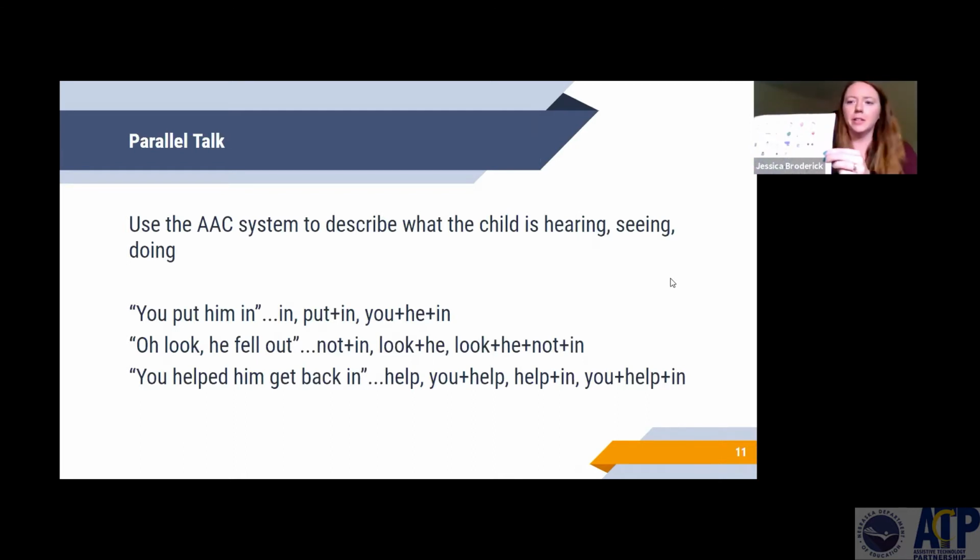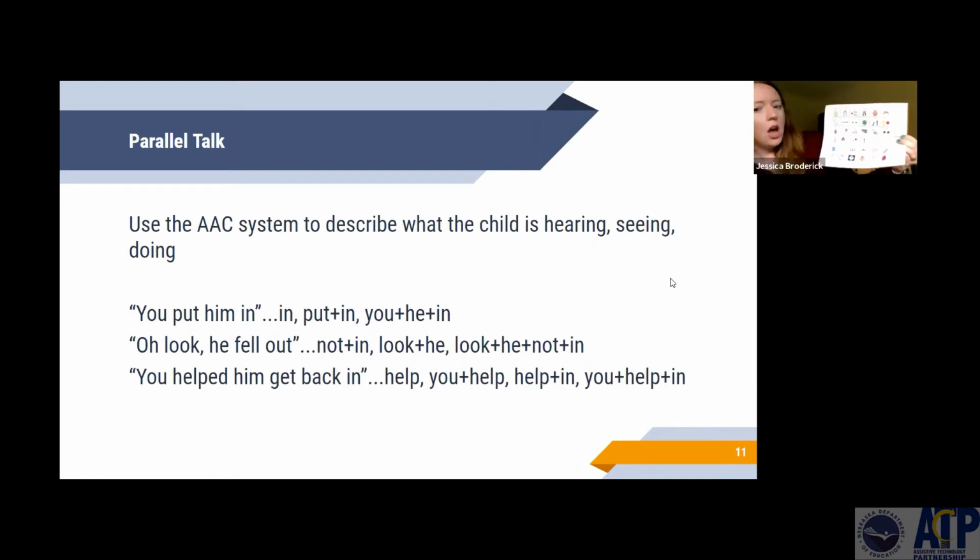And so I have here, hopefully you guys can see this, my universal core vocabulary board, which I discussed in the core vocabulary webinar. So if you want to know more about this, I would encourage you to watch that. So maybe we're playing along and I'm just narrating what that child is doing. So he's taking the little fireman guy and putting him in the truck. And when I'm doing that parallel talk, I'm also using my board.